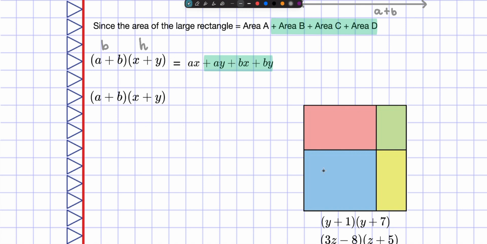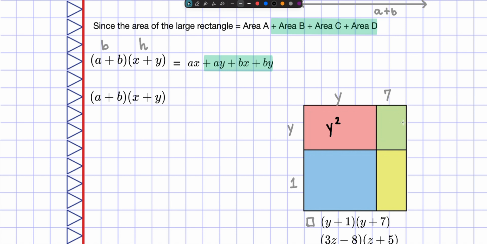Let's get started. All right, what if we wanted to start with this expression, y plus 1 times y plus 7? Well, let's call that y, and let's call this 1. Let's call this side y, and this 7. If we were to add y and 7, we would get the base of this rectangle. And if we were to add y and 1, we would get the height. And so very clearly we can see that if we wanted to find the area of the red, we would multiply y times y, which would give us y squared.